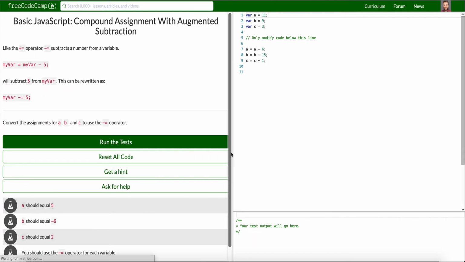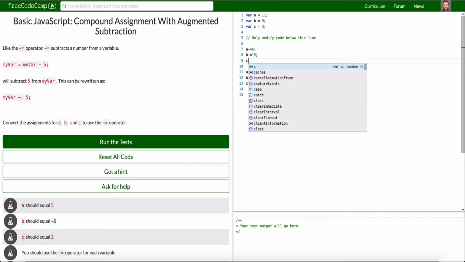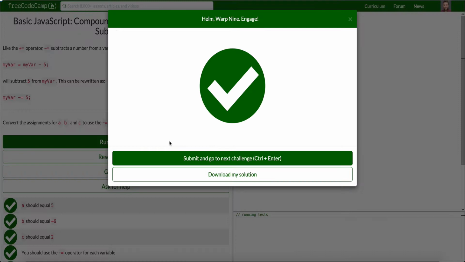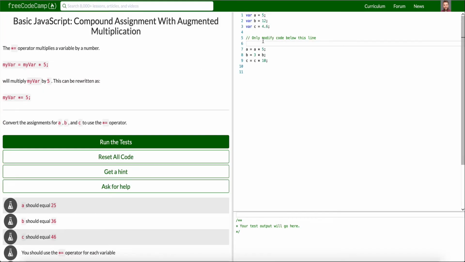Good to go. Compound assignment with augmented subtraction, same sort of thing. I'm just going to demonstrate it up here. a minus equals 6, b minus equals 15, c minus equals 1. Take that, clean that up. Good to go. On number 4, same thing with multiplication.